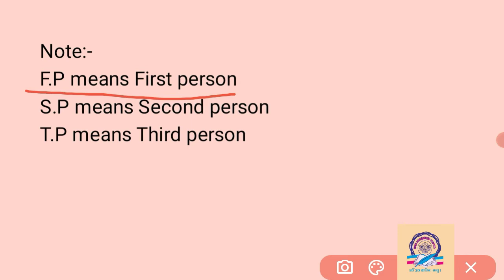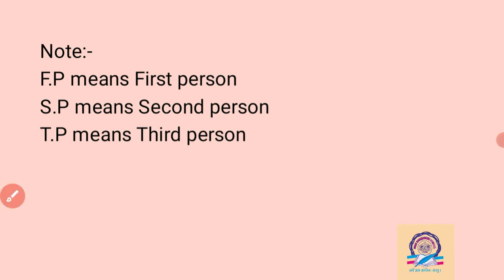Then SP, S means second person here. Second person is the listener. So the listener is either a singular person or plural, and we have to use you here. You becomes the second person, and the first person and the third person are talking here. TP means third person. If the speaker and the listener are talking about another person, and if they are singular only, we have to use he, she, it, and if they are plural, we have to use they as the third person here.